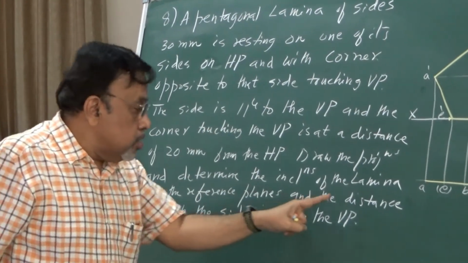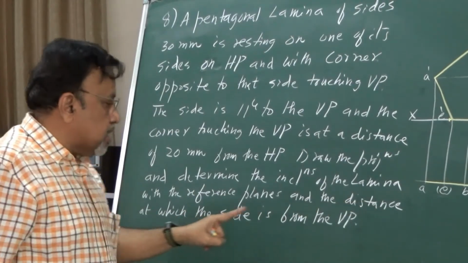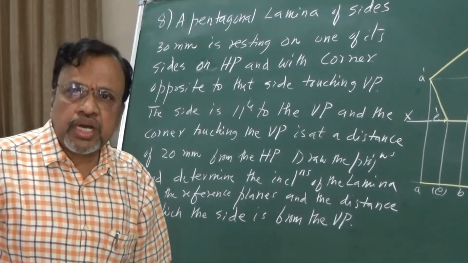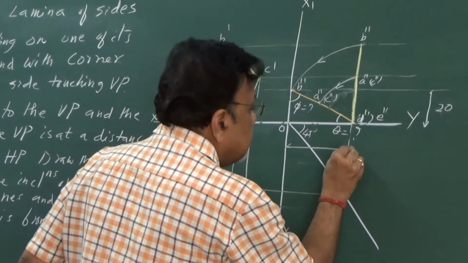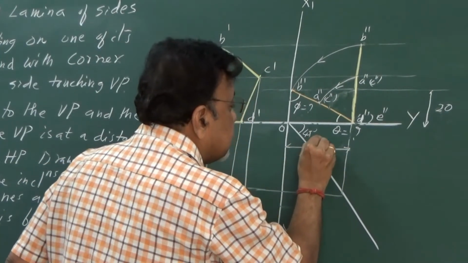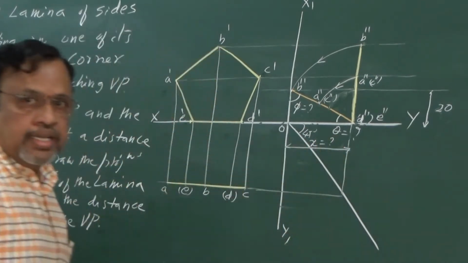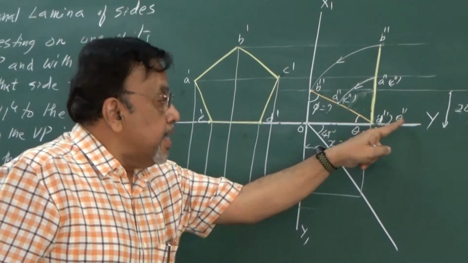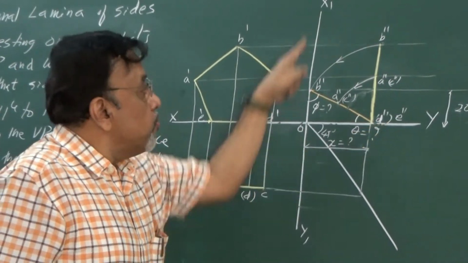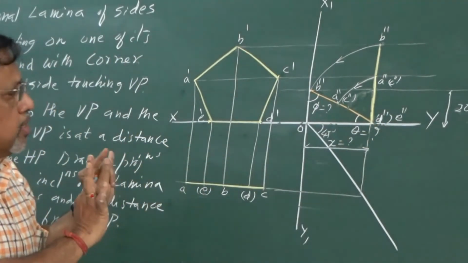But not only that, I need to determine the distance at which the side is from VP. So what do I need to measure then? I need to measure this distance also. So this distance is X. So what is X here? X is the distance of this particular side DE from VP. Okay, now anyway everything is set.